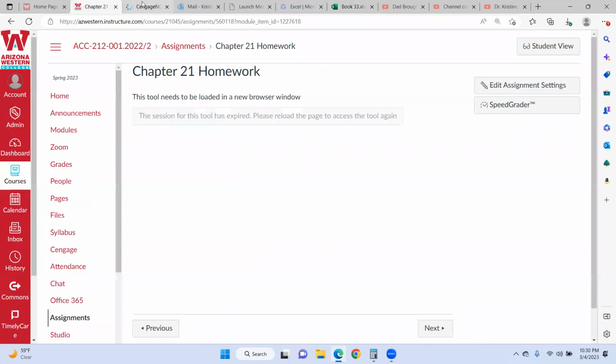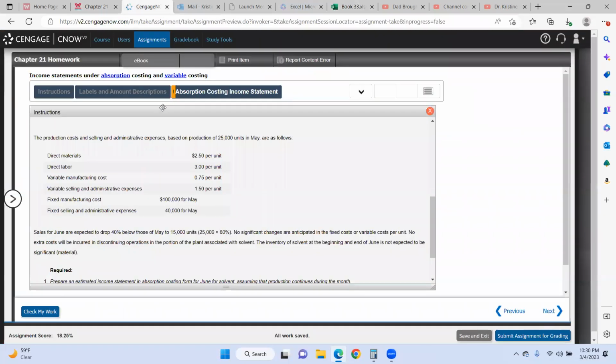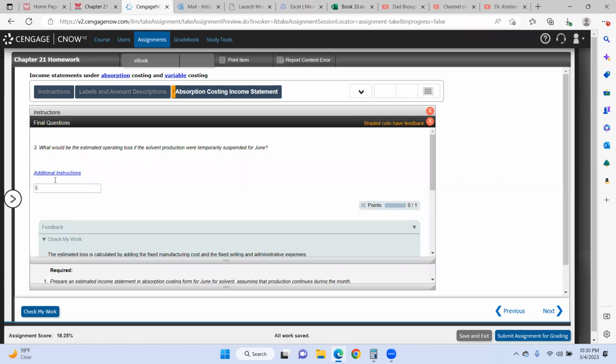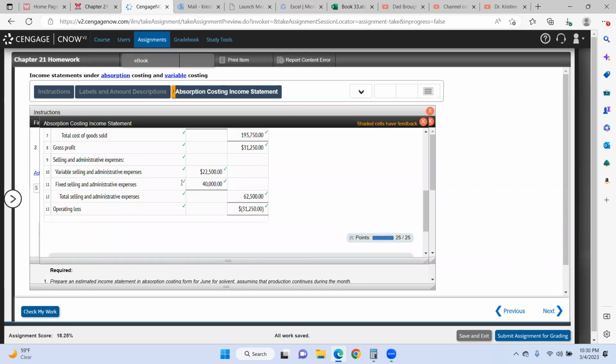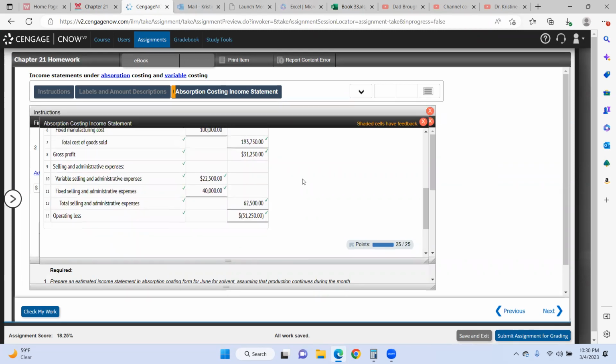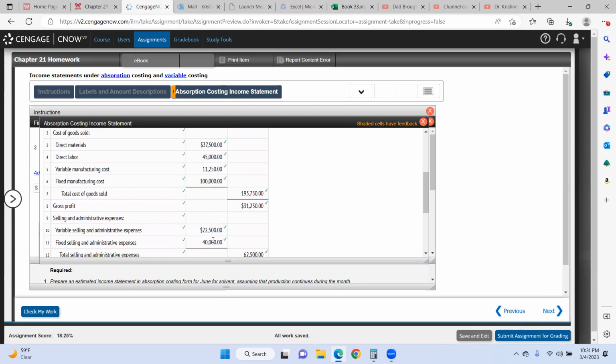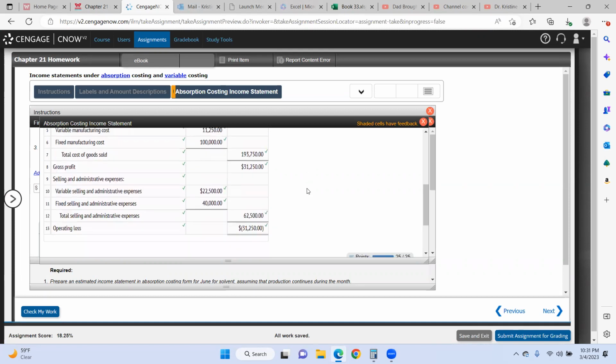Okay, I'm going to come back. Oops, I don't want that one. I want this one. Now, your final question is going to be, what would the operating loss be if the solvent production were temporarily suspended? Well, you can go to either one of these, and it's going to be your total fixed cost, this 40,000 and this 140,000 right there.